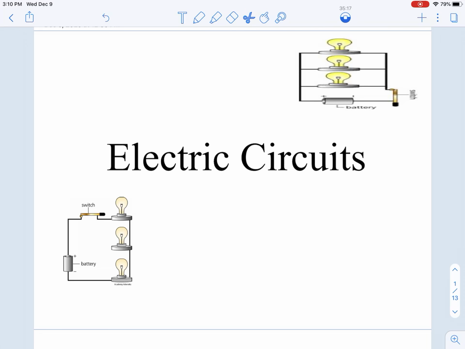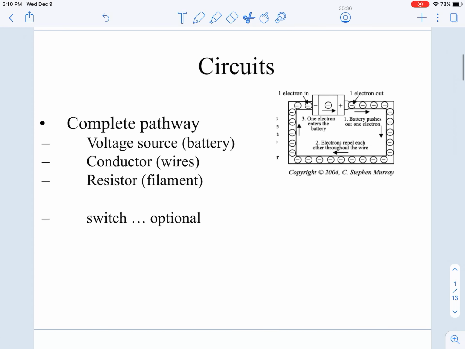You may notice that they both have 3 light bulbs, but the light bulbs are not necessarily arranged the same. So both of these are illustrating electric circuits, but the difference in the arrangement is noteworthy, and we will talk about the differences between these two later on in the lesson. First, let's just talk about electric circuits in general.